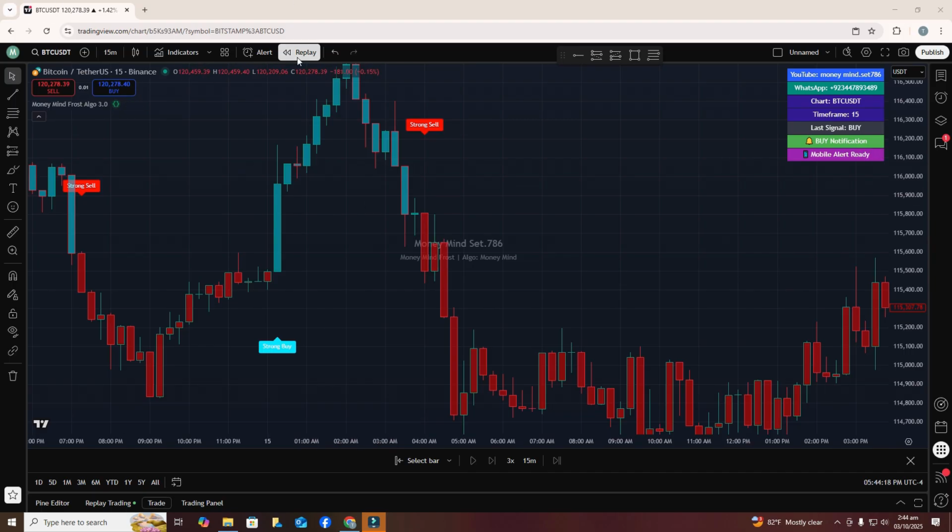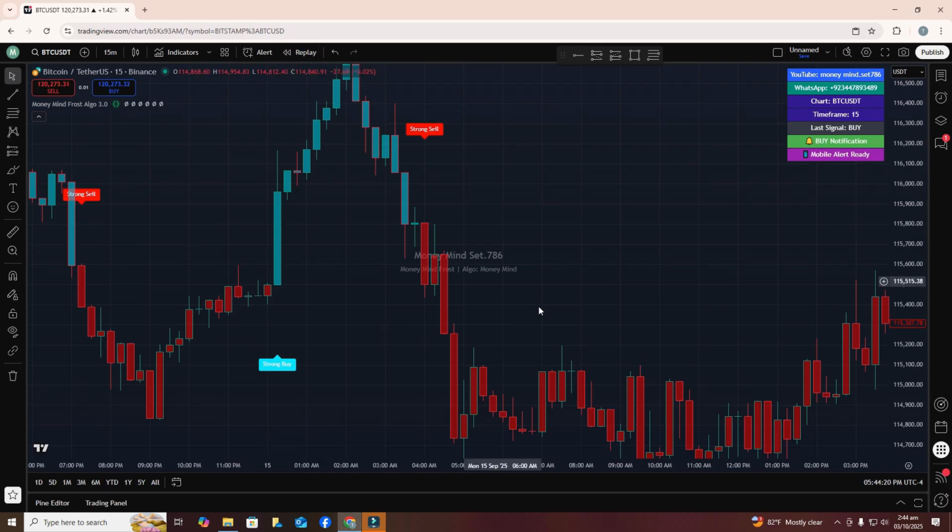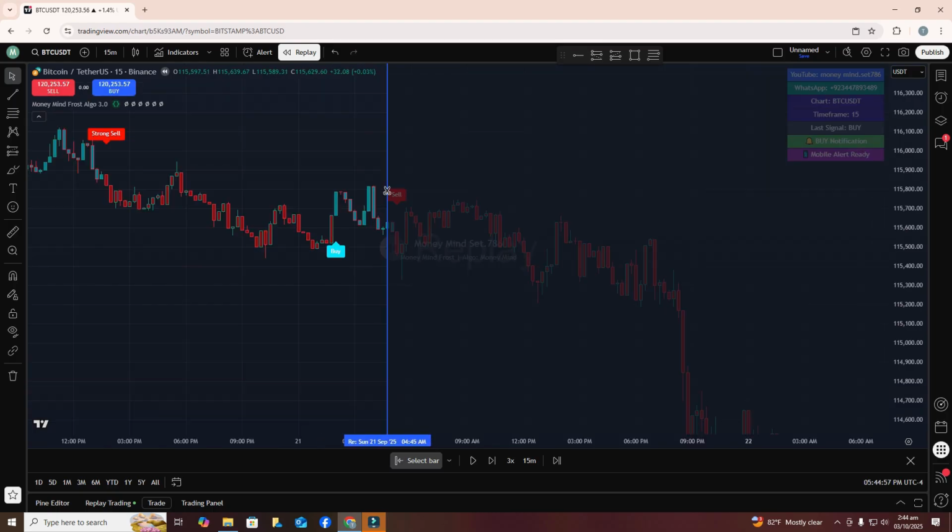Okay, so we're about to start using the replay option. Alright, we're going to use the replay now. Let's cut it off from here, and from this point, we'll start cutting the market. For example, there's a buy signal here. You'll see this signal in the market on Sunday. As I mentioned, during the week, you often see the market moving sideways.